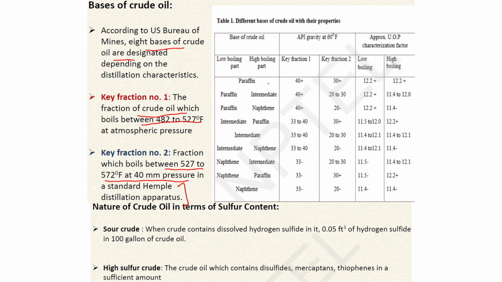As we can see, these are the different cuts, different types of components which are present in the crude oil. Paraffins are present, naphthenes are present. These intermediates are basically a mixture of paraffins and naphthenes. So for different cuts of the crude oil, we can determine the key fraction, meaning under which key fraction it comes, and using that we can determine its API gravity and UOP as well.